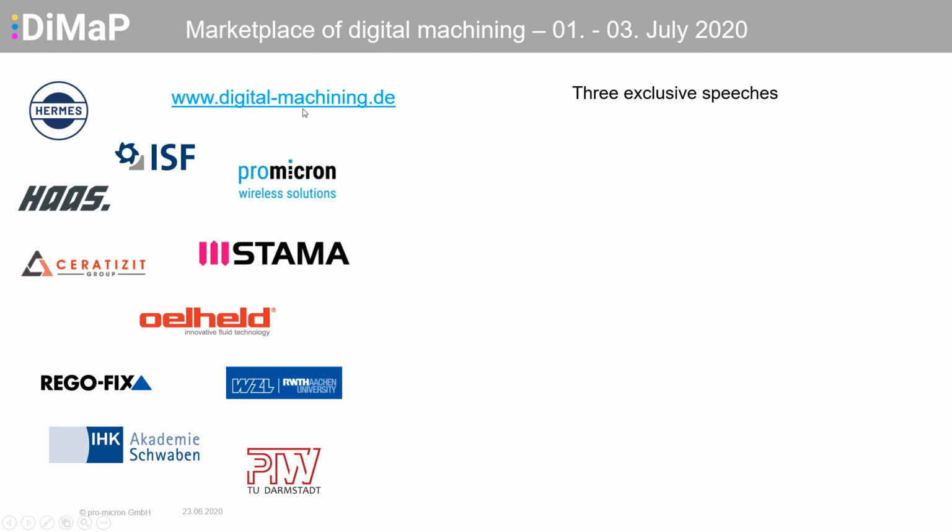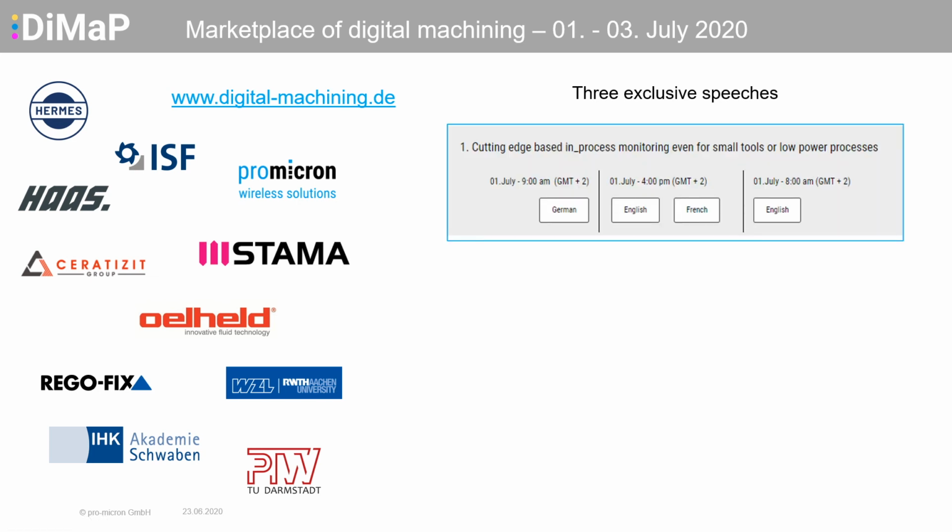speeches we are going to have during DMAP from 1st to 3rd of July. As you know, there will be several companies from the industry which also represent the value chain. You can receive more information from www.digitalmachining.de. And now I would like to introduce the 3 exclusive speeches from our side. The first one is cutting edge based in-process monitoring, even for small tools or low power processes.